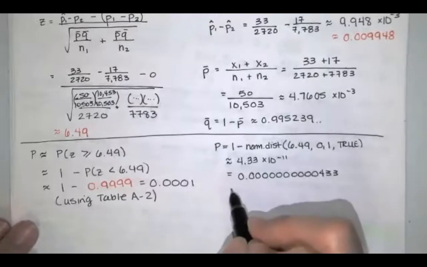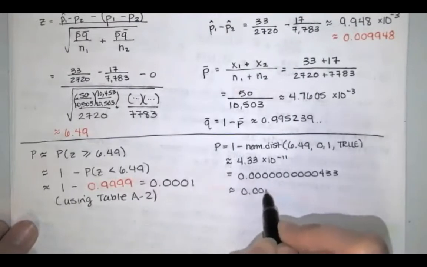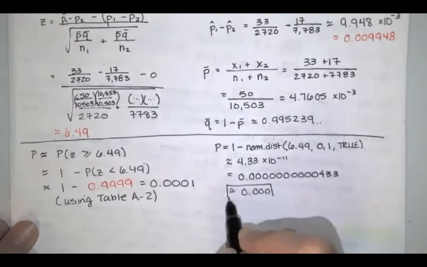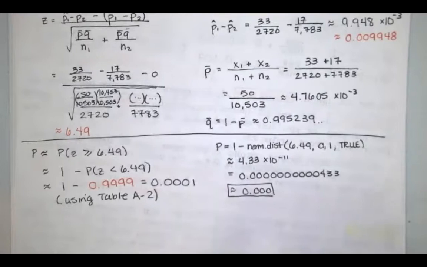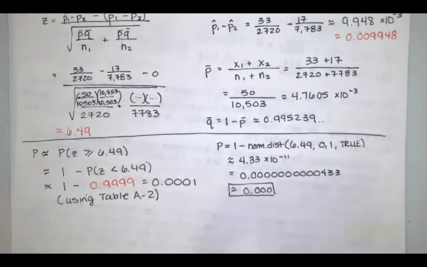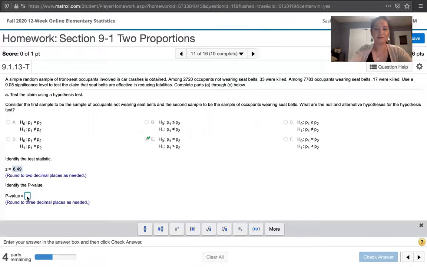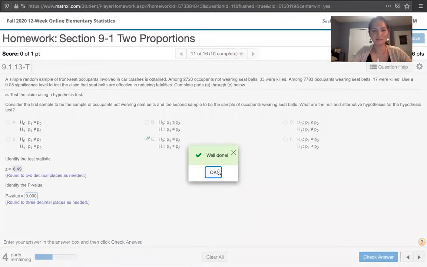And if I'm rounding to 3 decimal places, as they want me to in MyLab Statistics, we're going to enter that. So whether you use table A2 or you use Excel to get a more accurate answer all the way out to the 11th decimal place, we see that P is very small. So for rounding to 3 decimal places, we type 0.000, which means we have a tiny, tiny probability of getting a P1 hat minus P2 hat like ours.